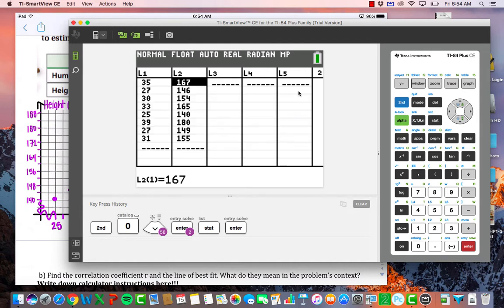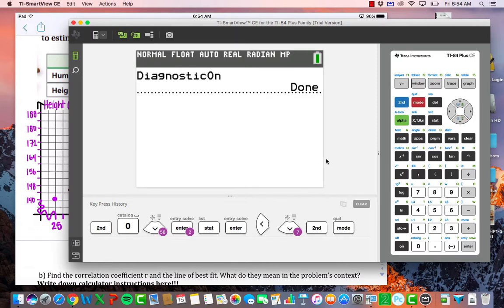My data happens to already be in here, but then you just plug in things like 35, 27, 30, 33, 25, 39, 27, 31, down the x values, and then L2 will just be the heights, where we used L2 for the heights. Okay, quit out of that. So you might want to pause the video while you enter it into that area.